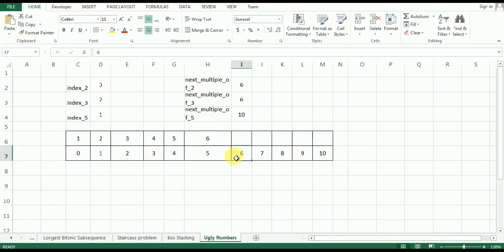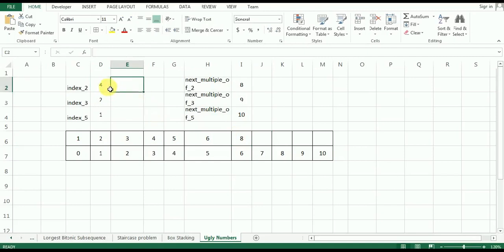Now we have to find the ugly number for this part. So 2 multiplied by value at index 3, which is 4, so this becomes 8. 3 multiplied by value at index 2, which is 3, so 3 into 3 is 9. And 5 multiplied by value at index 1, which is 2, so this is 10. 8 is the minimum value. I get 8 over here. This again gets incremented by 1.